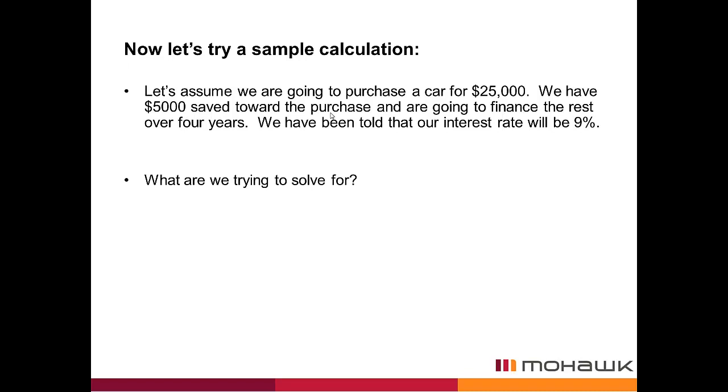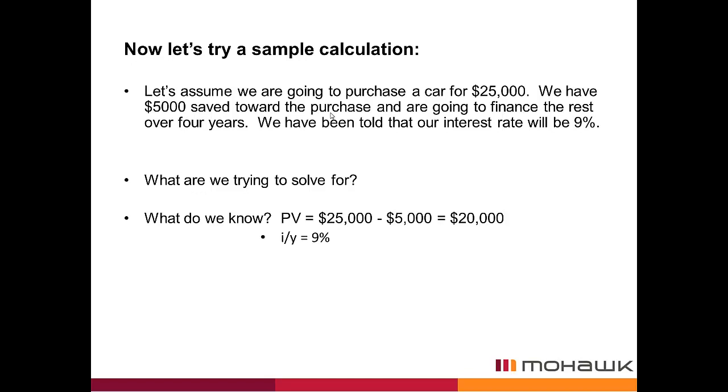So first thing we need to do is, what are we trying to solve for? What are our variables? Present value, future value, N, I/Y, and payment. So which ones do we know? We know that the present value, so the initial value of the loan, is $25,000 for the car purchase minus what we have saved, being $5,000. That means that when we first take out this loan, it's going to be $20,000.